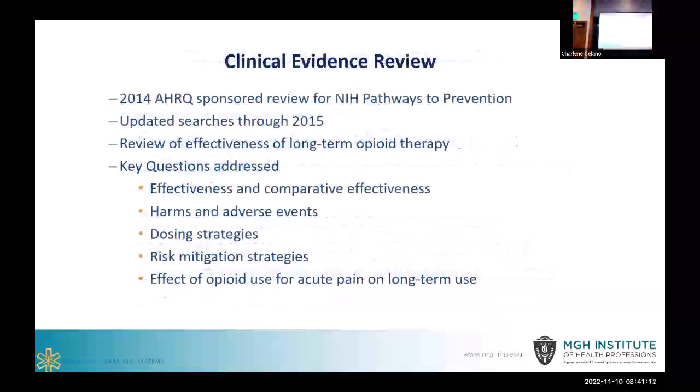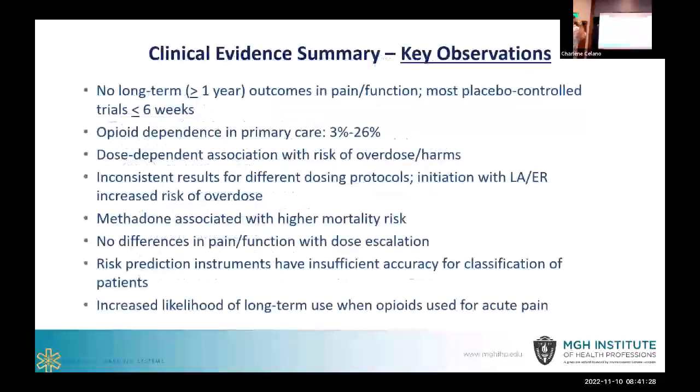So they looked at effectiveness, comparative effectiveness. They looked at harm and risk. They looked at ways to mitigate risk. They also looked at how useful the treatments were in the long term. And then they summarized it. And sort of the key, I'll give you the key takeaways first.